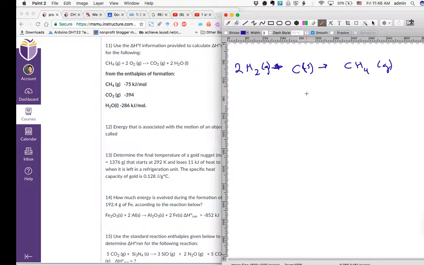So the heat of formation is the enthalpy of this reaction. This is a formation reaction, so the heat is given a special name, the enthalpy of formation. For methane, it's negative 75. For carbon dioxide, it's negative 394. And for water, it's negative 286.